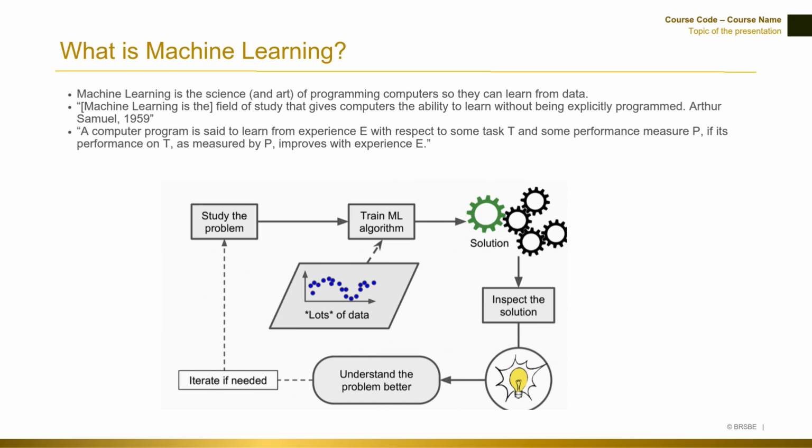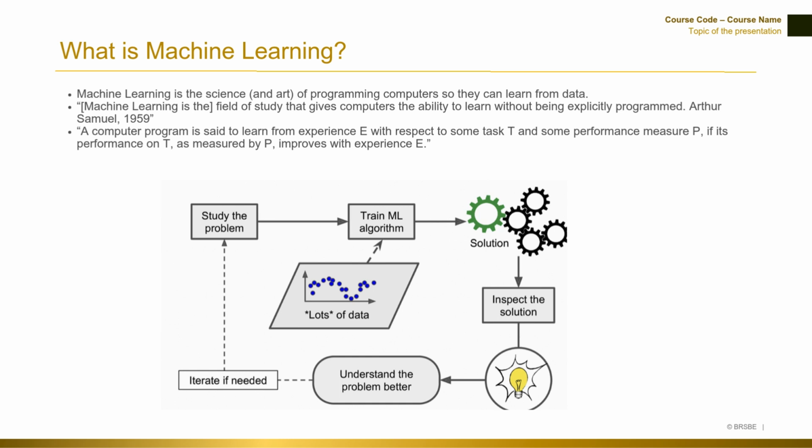Now let's move to the next slide. So what is machine learning? Machine learning is both a science and an art focused on programming computers to learn from data. It allows systems to improve their performance on specific tasks without being explicitly programmed for each scenario. As Arthur Samuel stated in 1959, machine learning is the field that enables computers to learn from experience.